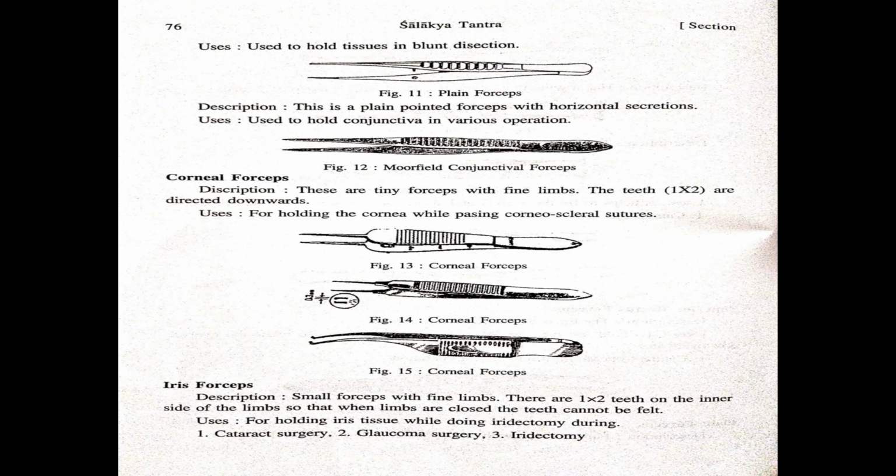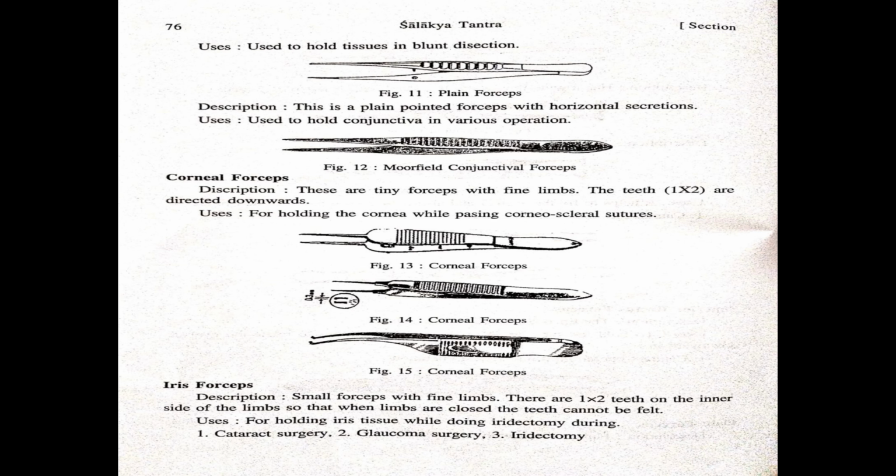Corneal forceps. Description: these are tiny forceps with fine limbs. The teeth, 1 by 2, are directed downwards. Uses: for holding the cornea while passing corneoscleral sutures. Figure 13: corneal forceps. Figure 14: corneal forceps.